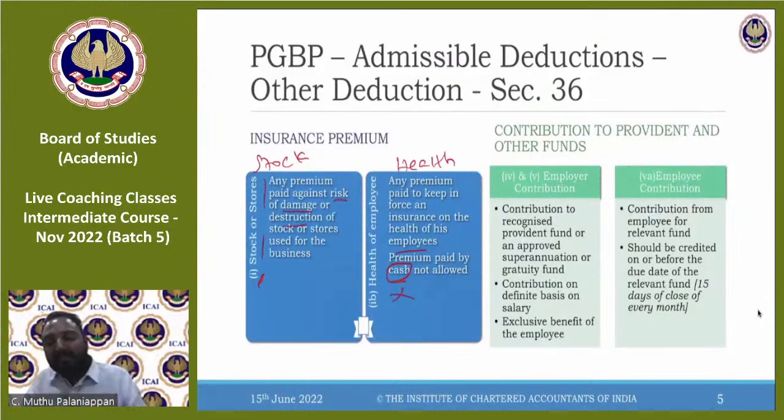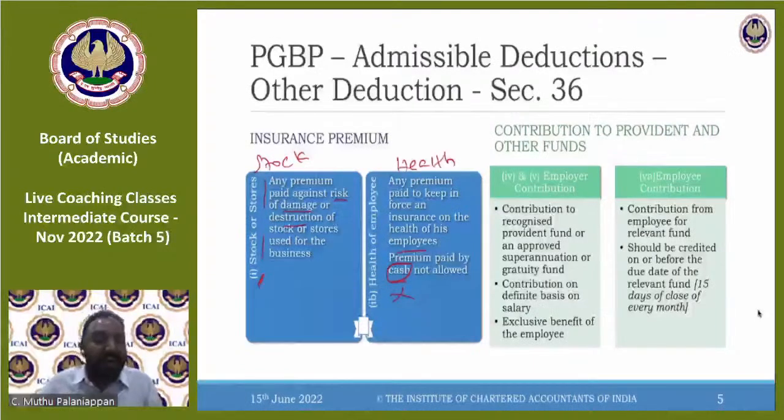The next 36 that we are going to talk about is contribution to provident fund or other funds. This 4 and 5 is related to employer contribution. It is basically contribution to a recognized provident fund, an approved superannuation fund or a gratuity fund. These are all the funds falling under these clauses. Whatever the contribution is, it will be on a definite basis on salary.